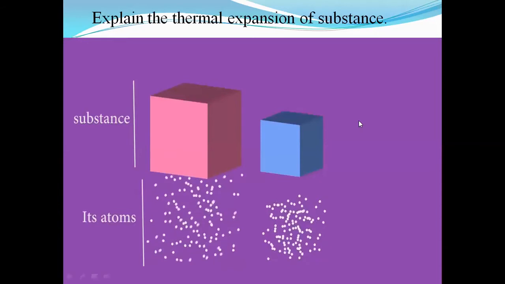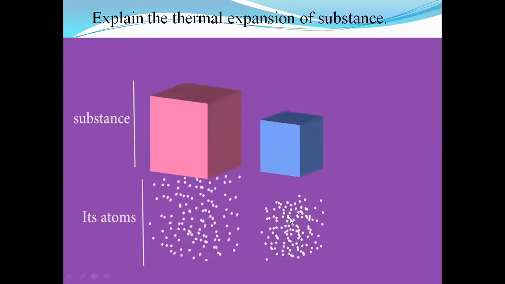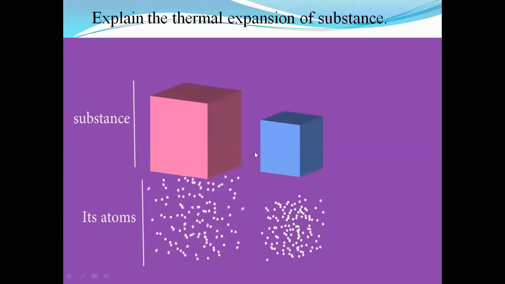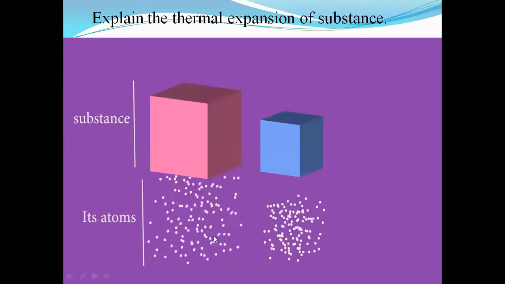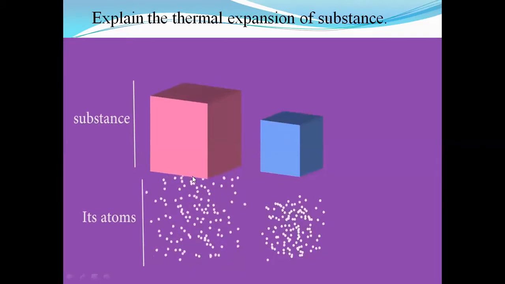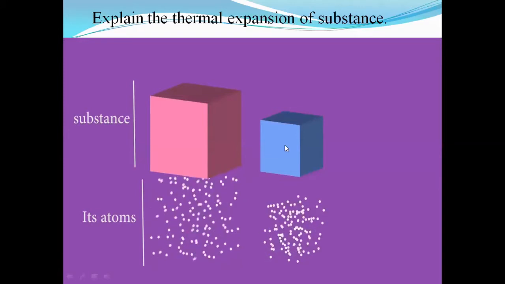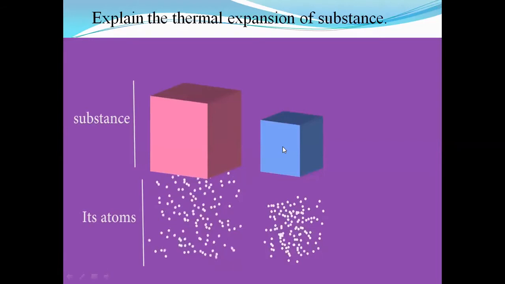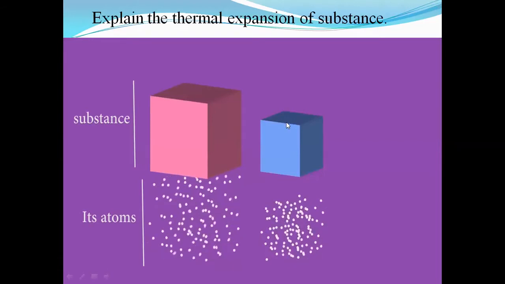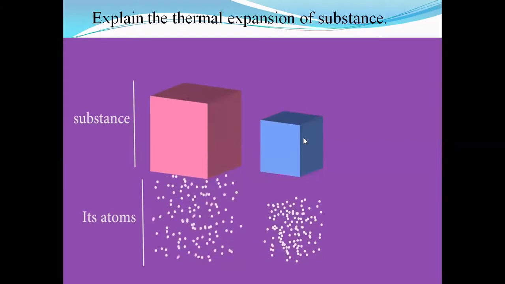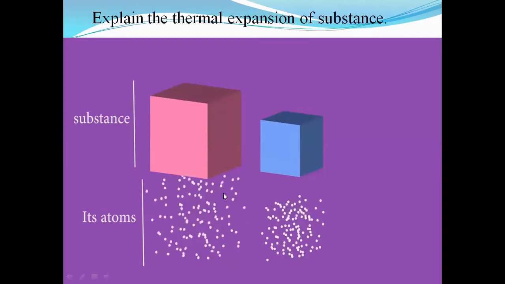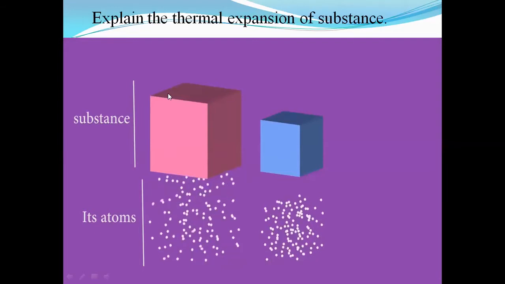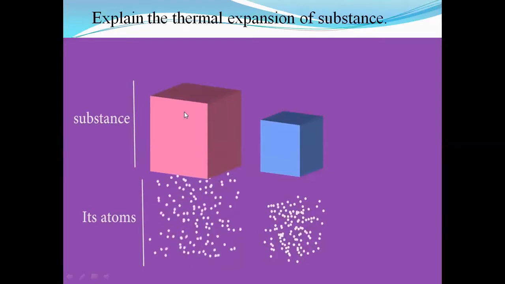Here, this is another example. The same amount of molecules is present in this substance, and the same amount of molecules is present here, but the size of the substance is increased compared to before. Why? What is the reason? If you provide heat to this substance, the kinetic energy of the molecules is increased, then the size or volume of the substance also increases.